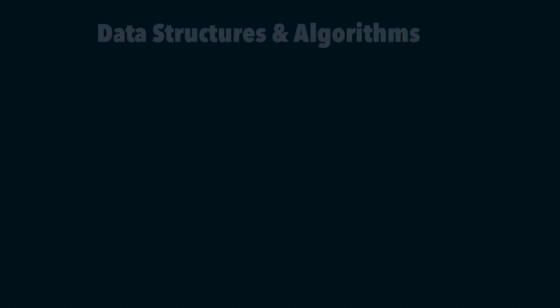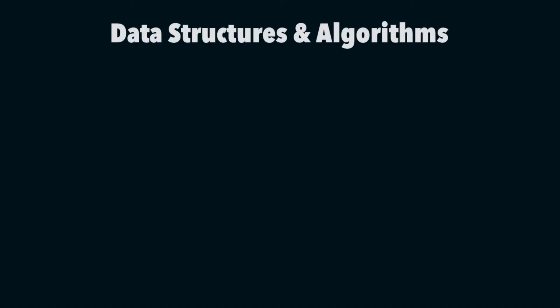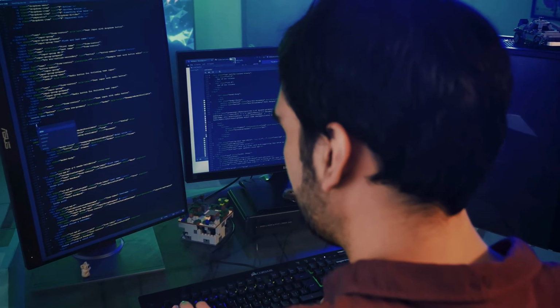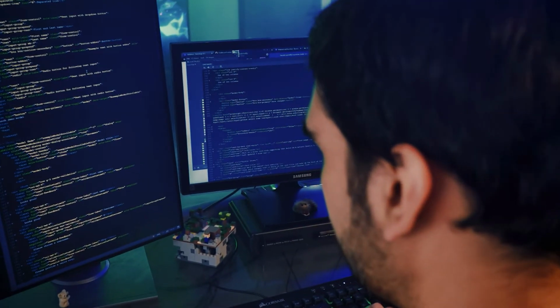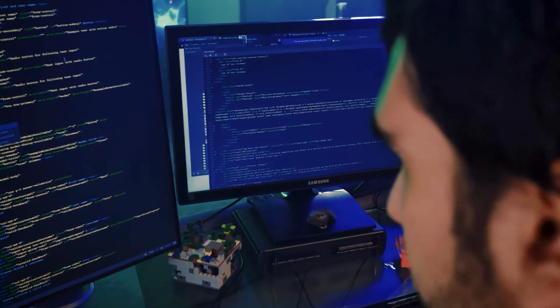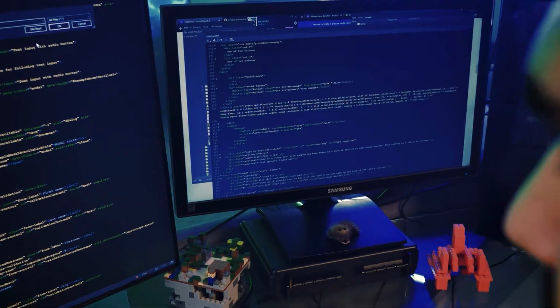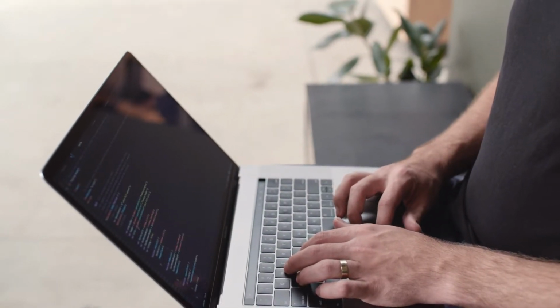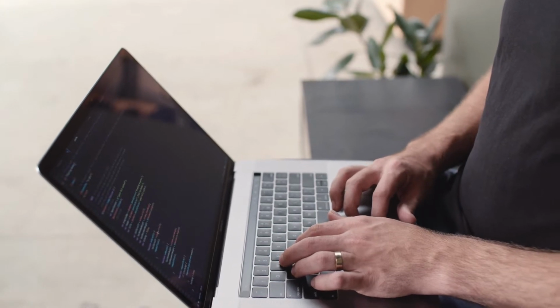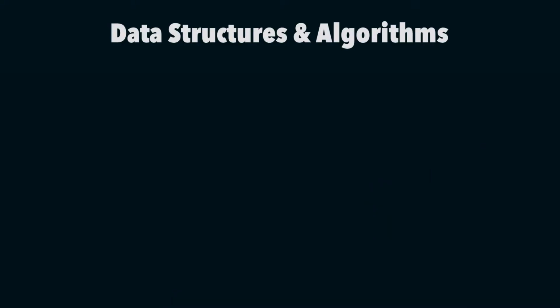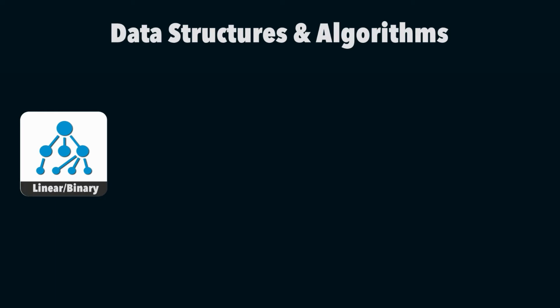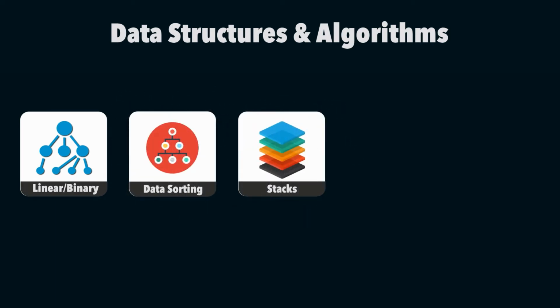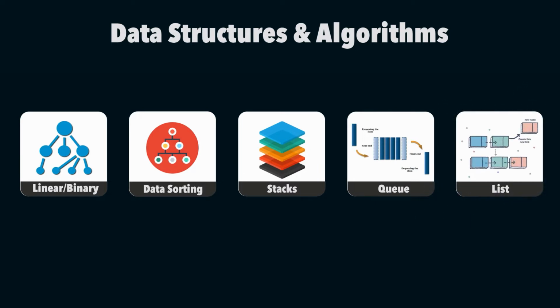Then we have data structures and algorithms. Back-end development is data-driven, and as a back-end developer, you will want to have a basic understanding of the processes, structures, and algorithms used to implement and display that data. Some of these include linear and binary search implementations, data sorting, stacks, queues, lists, and many more.